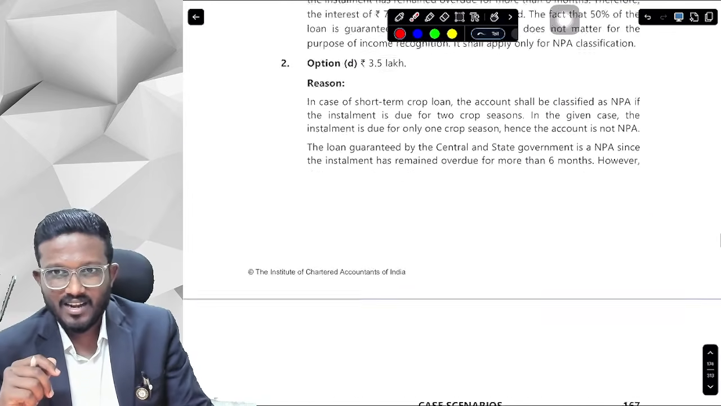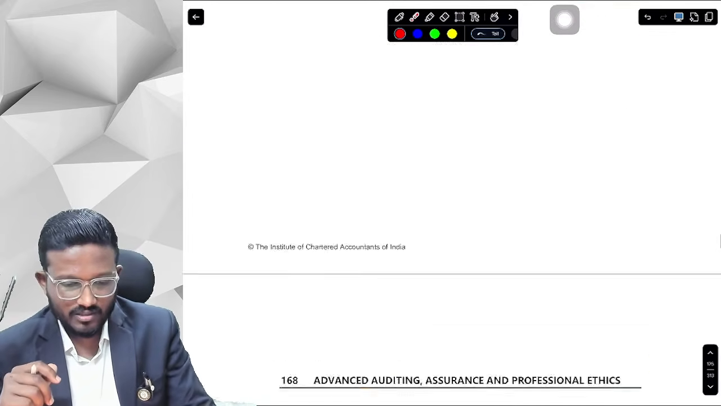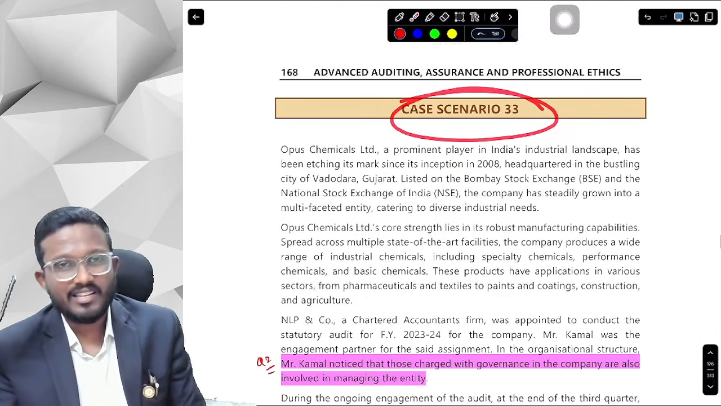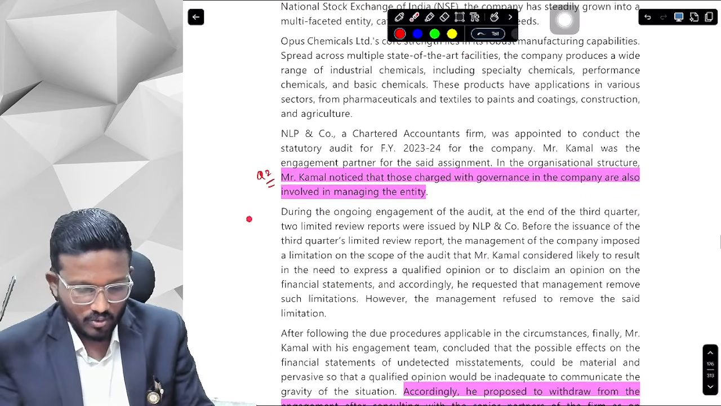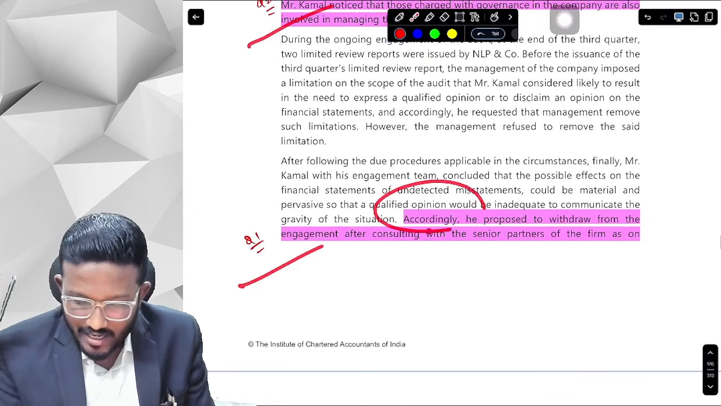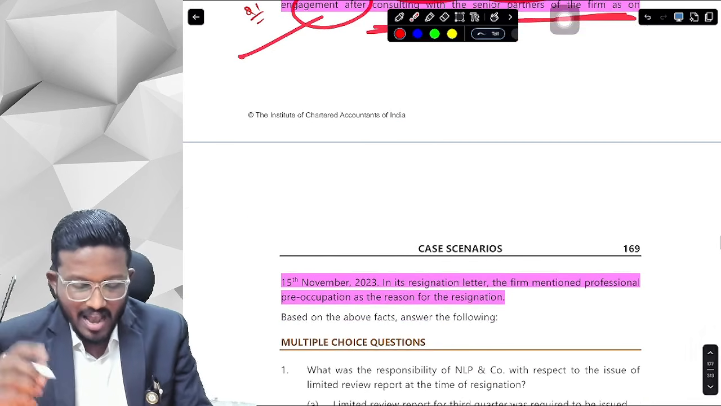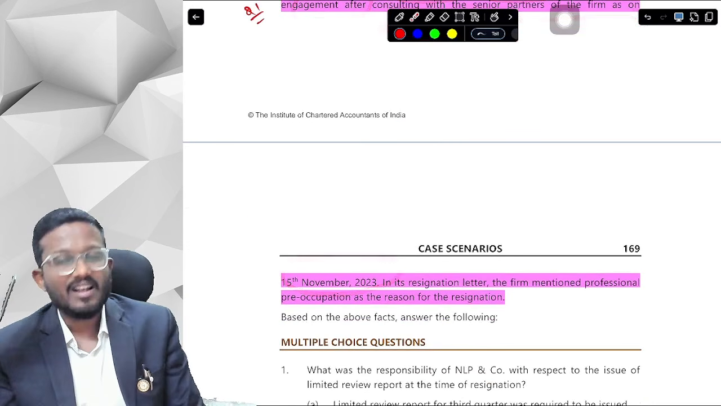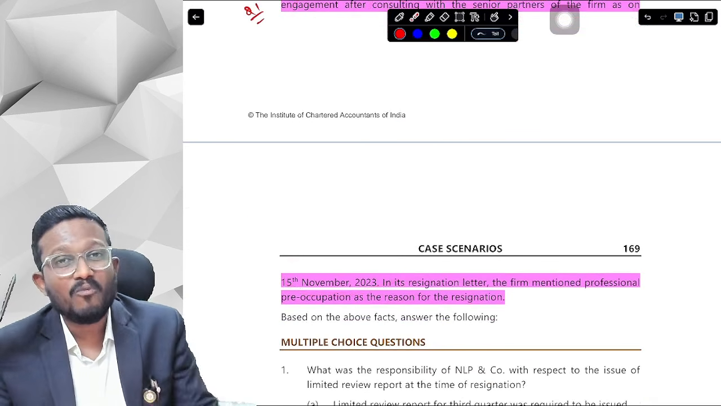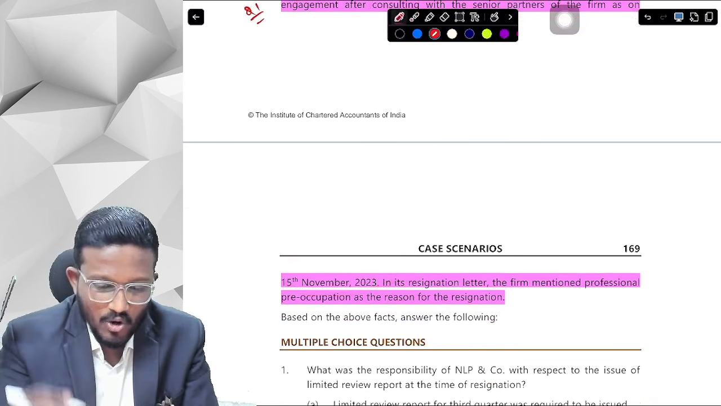Okay, yes sir. Next it is case scenario number 33. This is question number 2. Question number 1. Accordingly, we proposed to withdraw from the engagement after consulting with the senior partner of the firm, and we wanted to withdraw on 15th November. Now, if we are withdrawing on 15th November, how many reports do we need to issue? You need to check here, sir.